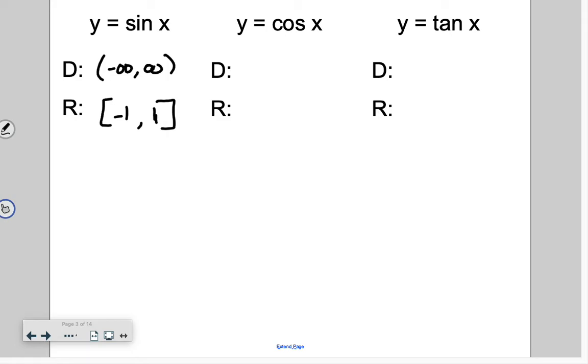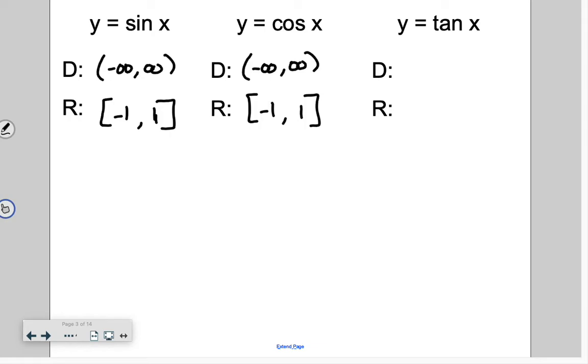What about cosine? What's our domain of cosine? All real numbers again, for the same exact reason. Negative infinity to infinity. What's the range? -1 to 1 for the same exact reason. Okay, it goes up to a maximum of 1, goes down to a minimum of -1. So every answer that's on the unit circle, square root of 3 over 2, 1/2, square root of 2 over 2, all those values are between -1 and 1. Every single one of those.